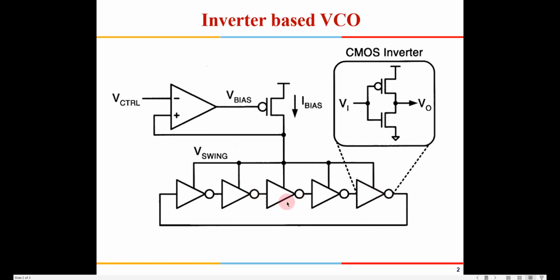How will you get an oscillation? It is important that we use only an odd number of inverters. If I just use 2 inverters back to back, if I give 0 here, it will give 1 here, it will give again 0 here, and if I give a feedback, that 0 will continue to remain 0, so there will be no output. So I have to give an odd number of inverters.